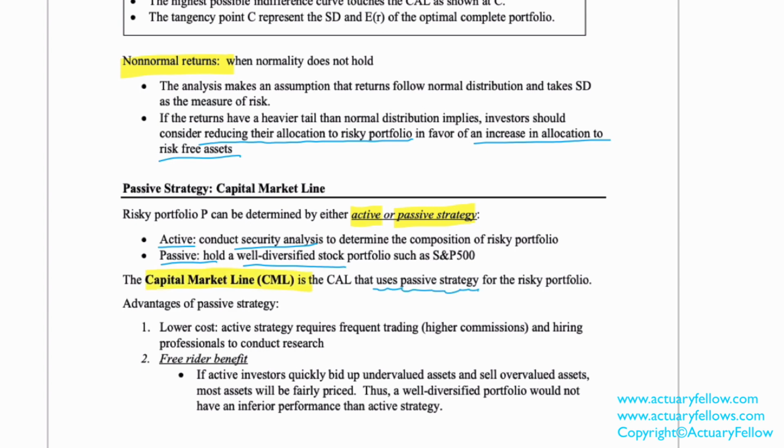Passive strategy has a few advantages. First, it has lower cost than active strategy. There's no need to hire staff or frequent trading of stocks. Also, there's a free rider benefit. Active investors drive away any mispricing in the market. The passive strategy should perform as well as active strategy.